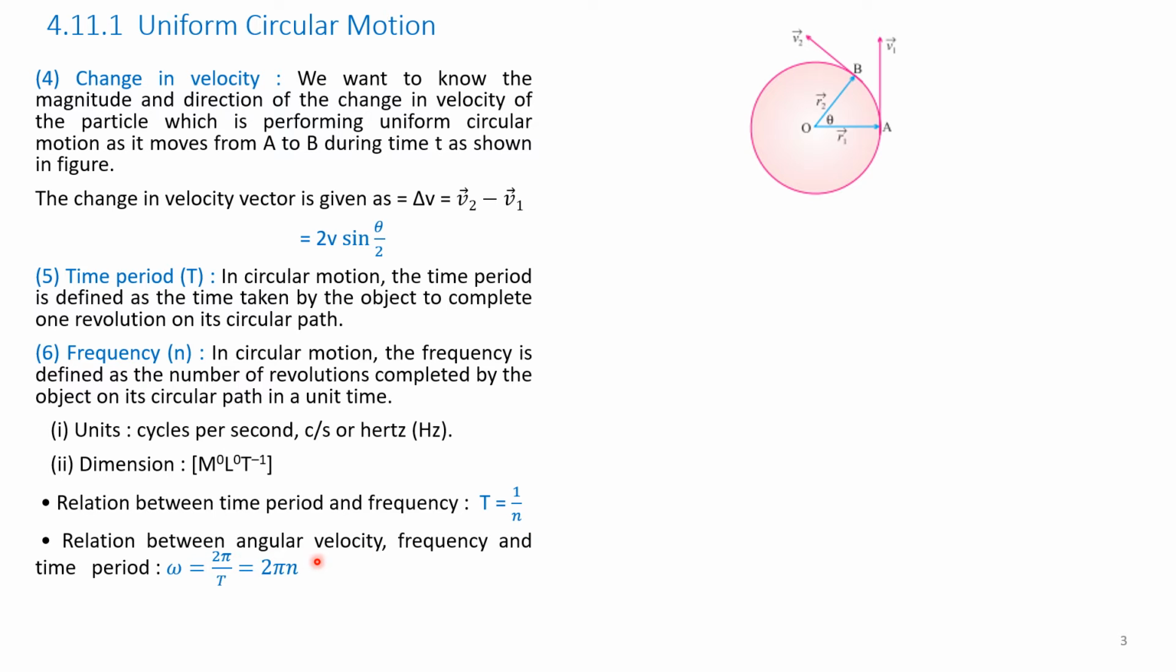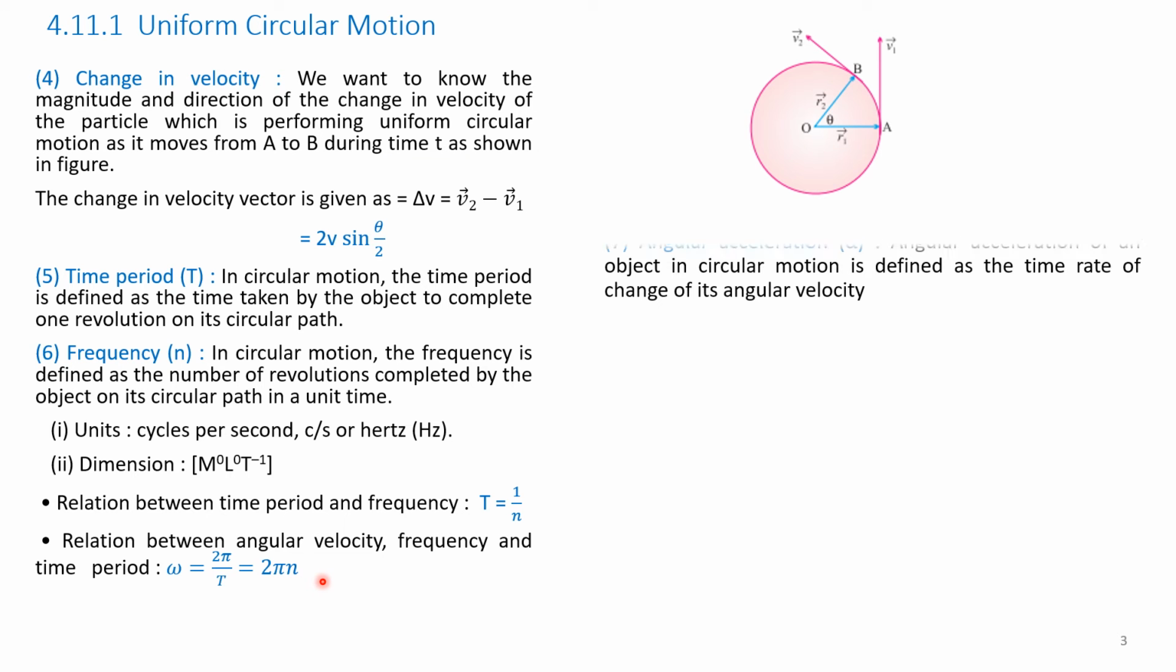Relation between angular velocity, frequency and time period. Angular velocity we know is omega. Omega is equal to 2 pi divided by T, that is equal to 2 pi n, 2 pi into number of revolutions.